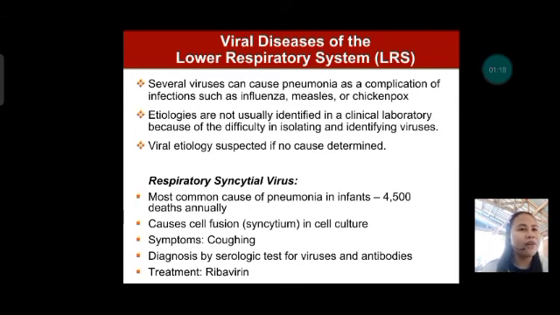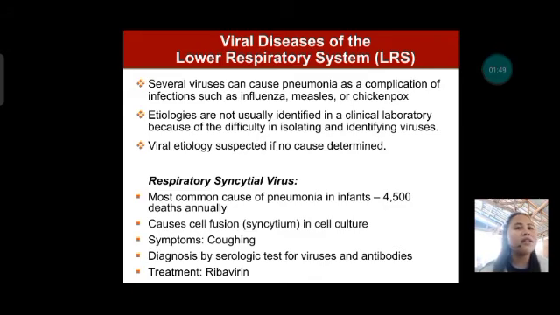So these are the viral diseases of the lower respiratory system. Several viruses can cause pneumonia as a complication of infection, such as influenza, measles, or chickenpox. The etiologies are not usually identified in the clinical laboratory because of the difficulty in isolating and identifying the viruses. So viral etiology is suspected if no cause is determined.